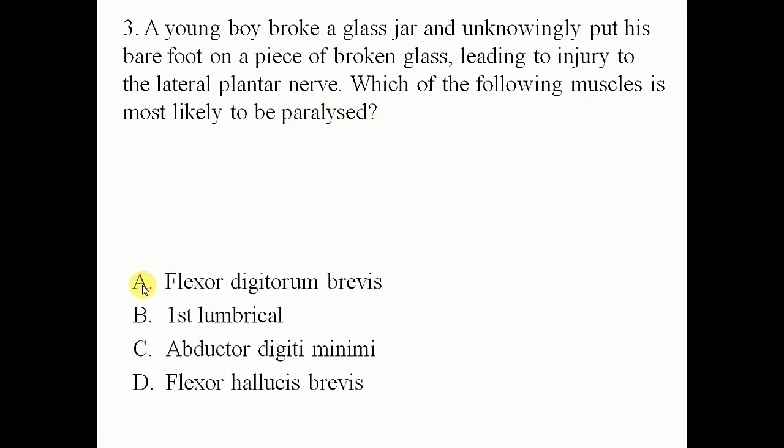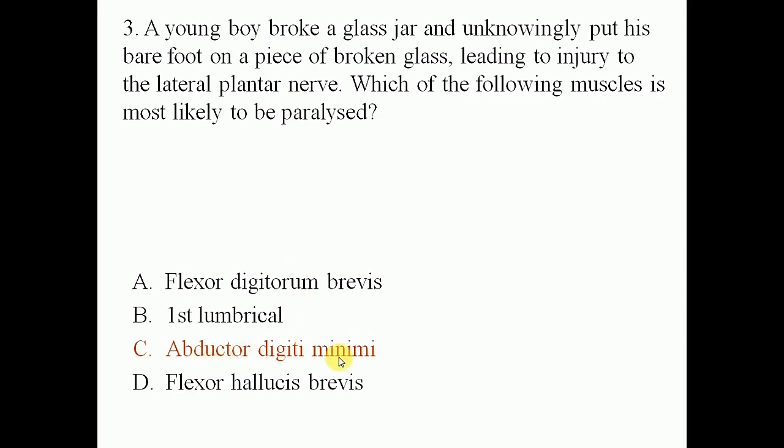The options are A. Flexor digitorum brevis, B. First lumbrical, C. Abductor digiti minimi, D. Flexor hallucis brevis. The correct answer is C. Abductor digiti minimi. So the injury here is the lateral plantar nerve, and in the given options all the muscles A, B and D are supplied by medial plantar nerve except C, that is abductor digiti minimi, which is supplied by the lateral plantar nerve.